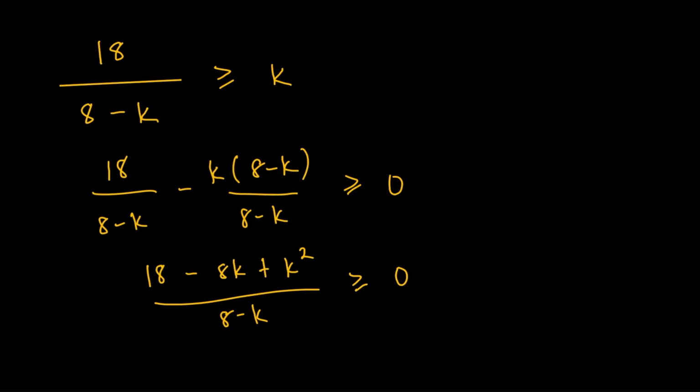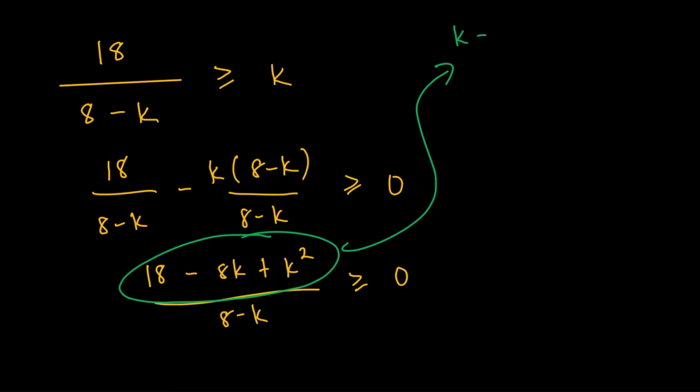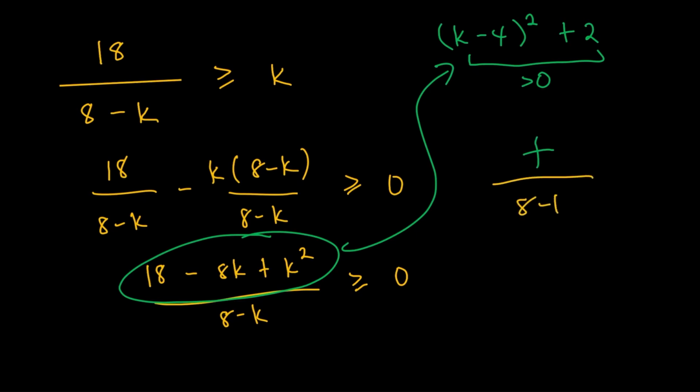Now, there's one funny thing actually. The numerator, I can write as k minus 4 squared plus 2. So in fact, this thing is always positive because it's 2 more than a perfect square, and k is a real number. So the numerator is always positive. So a positive number divided by 8 minus k is going to be greater than or equal to 0.